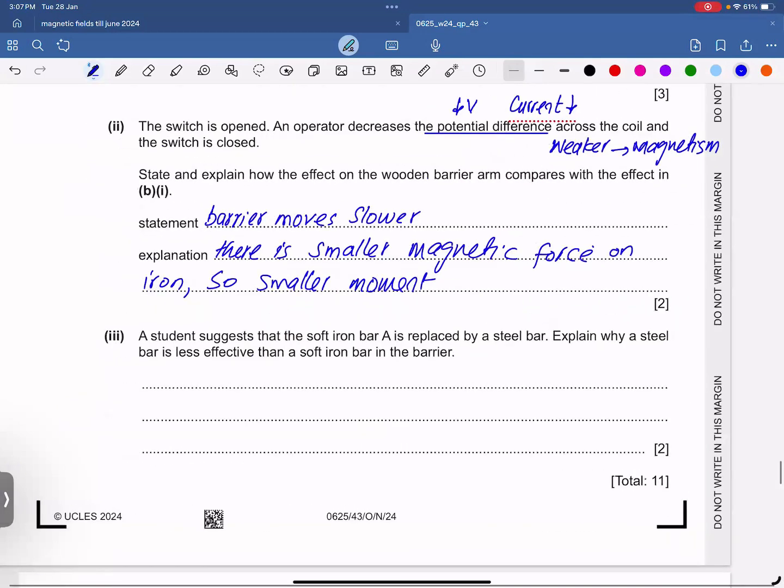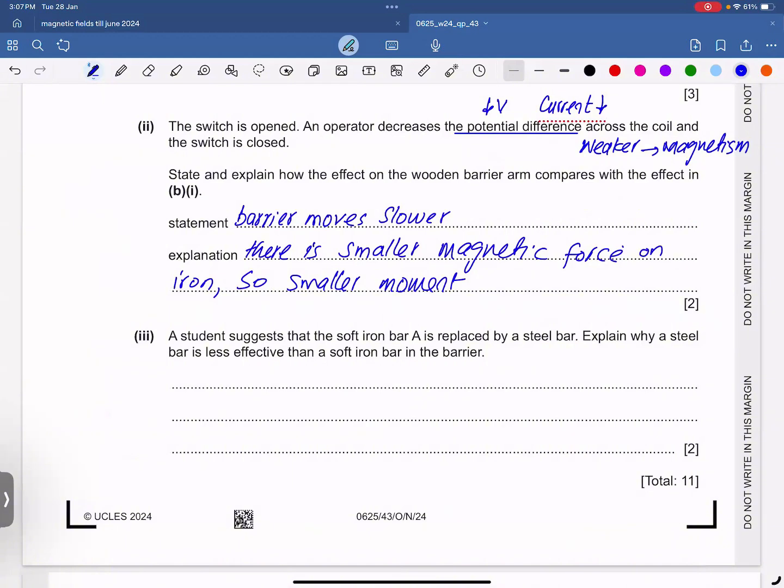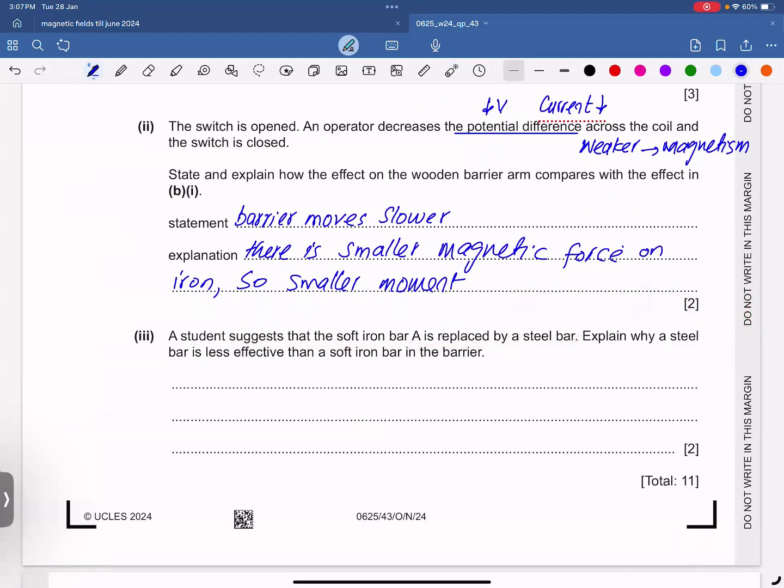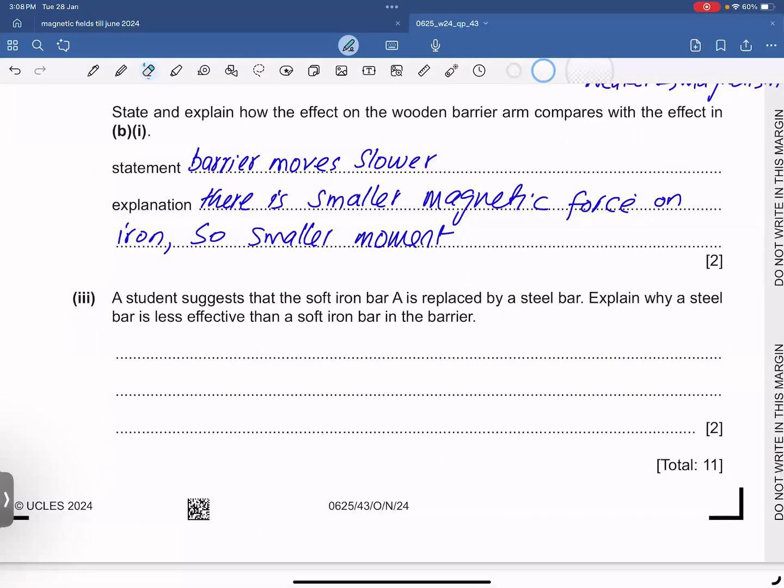Okay. Last part 3. A student suggests the soft iron core is replaced by steel. There you go. You all know steel is a hard magnetic material. Hard magnetic means it forms a permanent magnet. So when it forms a permanent magnet, it will stay attracted. So steel is permanently magnetized. So the barrier would stay in the same position, or bar A will stay attracted.